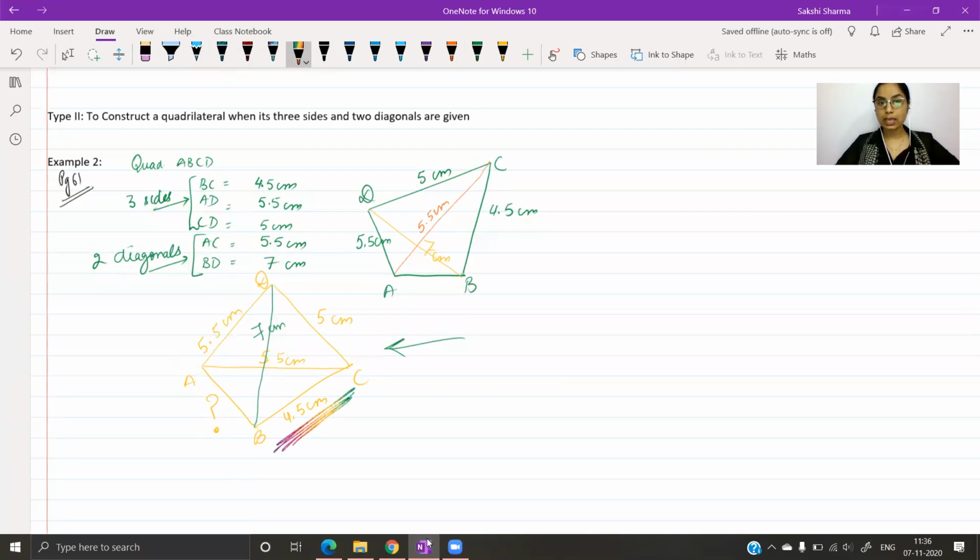And since the distance from A is not given, we can't do anything from A. Instead, I will be using this: from point D, 7 centimeters. So an arc will be drawn from point D with 7 centimeters open, and an arc from C with 4.5 centimeters open. And where they intersect, that will be point B. Let me know if you follow.